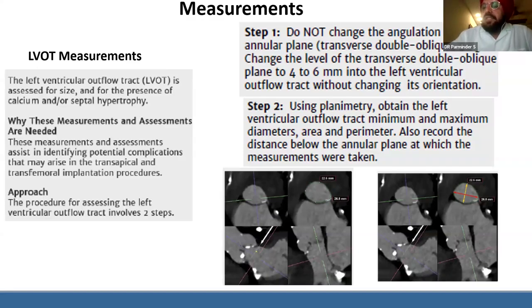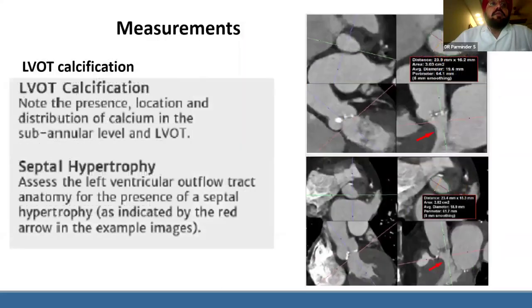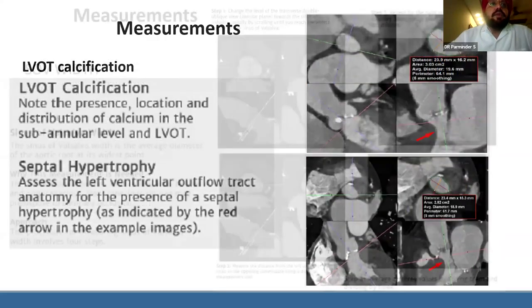embolization, because if we use a self-expanding valve in a patient who has got a small LVOT in comparison to the annulus, and there's a septal hypertrophy, the protrusion of our prosthesis into the LVOT may cause complications. Similarly, the balloon selection for pre-dilation and post-dilation in these patients with septal hypertrophy has to be cautious because a bigger balloon may cause injury to the septum. LVOT calcification, we have already discussed.